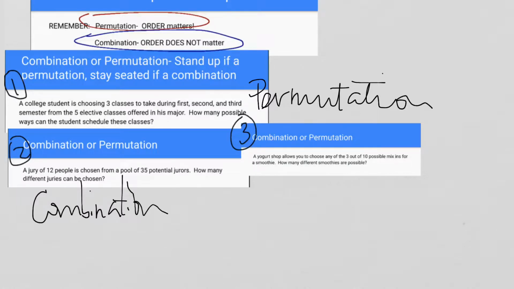Number 3, a yogurt shop allows you to choose any 3 out of 10 possible mix-ins for a smoothie. How many different smoothies are possible? Okay, it doesn't say that they want a specific way to make this smoothie, and they're just going to mix them all together anyway, right? So order doesn't matter here. This is another combination.